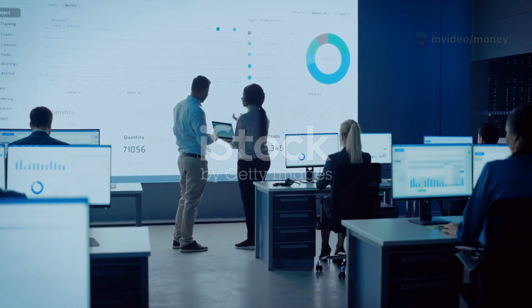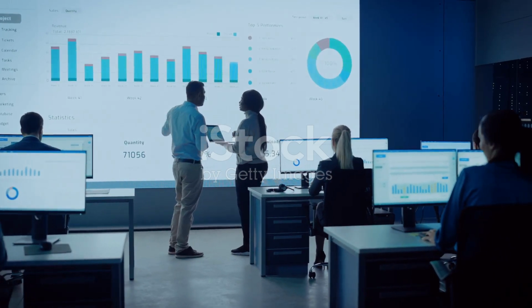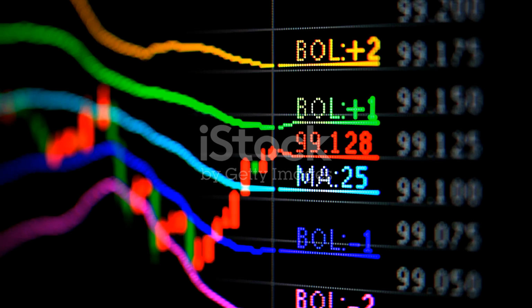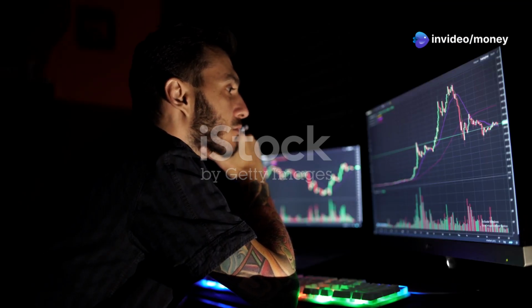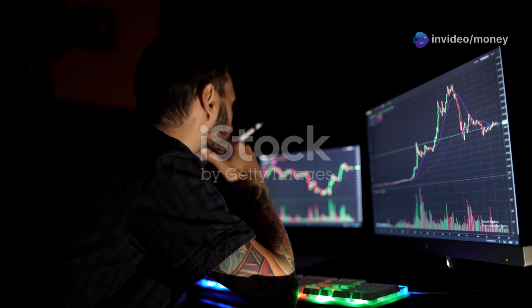Section 8. Knowing the limits. Disadvantages to consider. While the stochastic oscillator is a valuable tool, it is not without its limitations. It's crucial to be aware of its disadvantages to use it effectively and avoid common pitfalls.